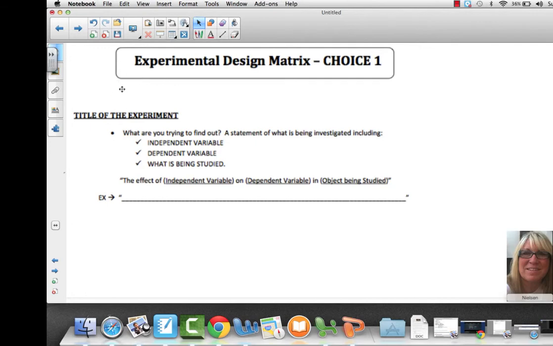So remember, the title of the experiment tells us what we're trying to find out. It's a statement of what's being investigated, and it includes the independent variable, the dependent variable, and what's being studied, or the species. And it's usually written in the form of the effect of the independent variable, that's what you're changing, on the dependent variable in some species. Usually this starts with a question. So I'm going to write a question over here.